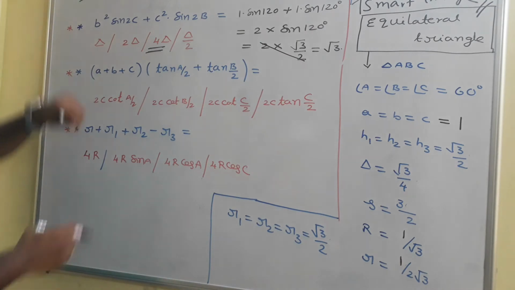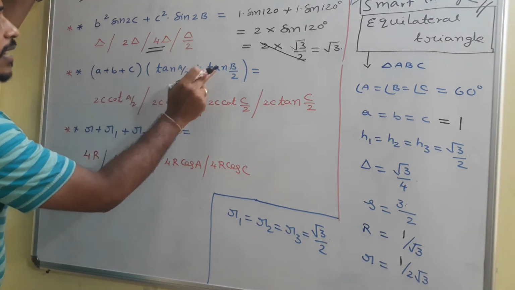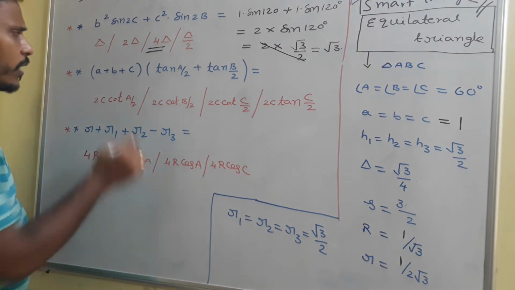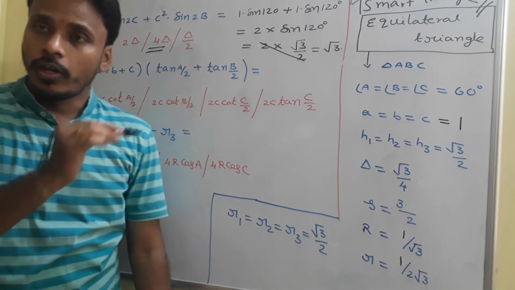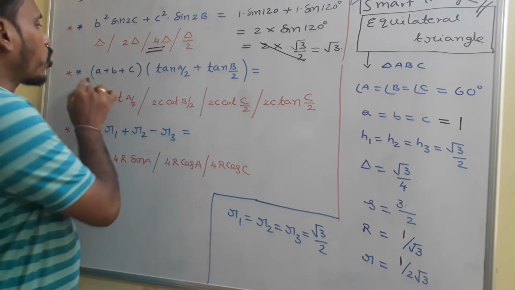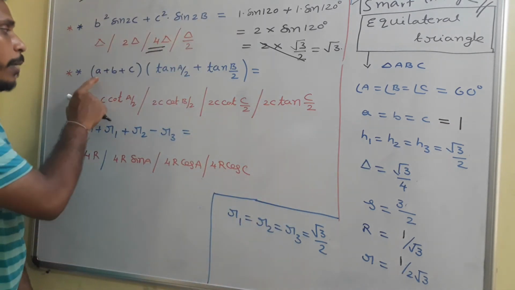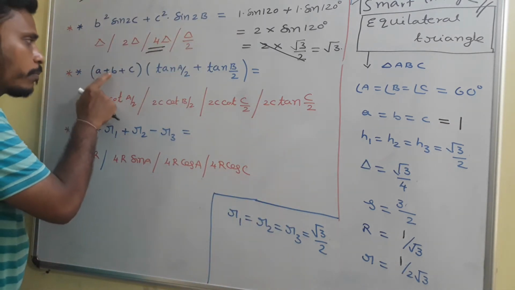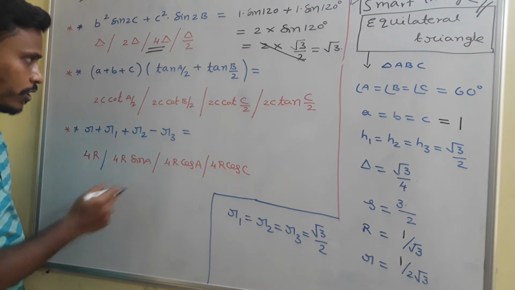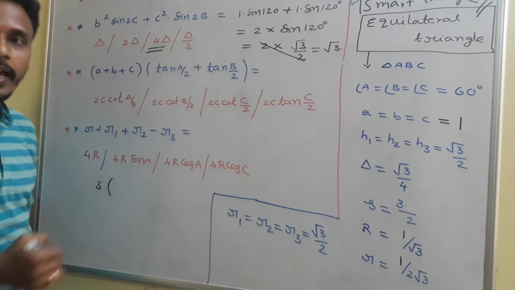Okay, and to solve these problems in a smart objective approach, you need to use our smart triangle. Next one, (a plus b plus c) into (tan a by 2 plus tan b by 2). So again I am going to use our smart triangle in which all the sides are equal, and that equal side length is also 1 unit. A plus b plus c, 1 plus 1 plus 1, which is 3. 3 into tan a by 2 plus tan b by 2.